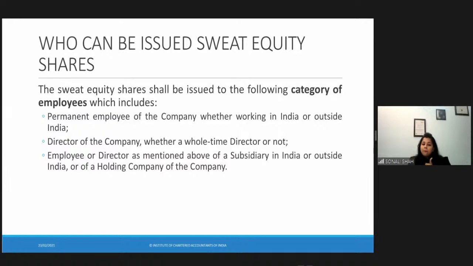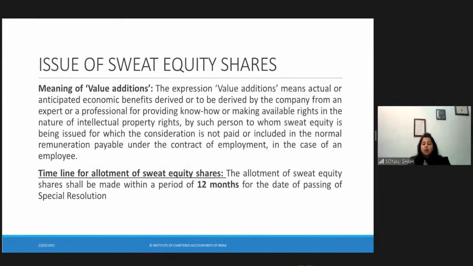Now, what are the categories of employees to whom sweat equity can be issued? It includes permanent employees of the company, whether they are working in India or outside India, directors of the company, whether a whole-time director or not, and thirdly, an employee or director as mentioned above of a subsidiary in India or outside India or of a holding company. So to all these categories of people, sweat equity can be allotted.